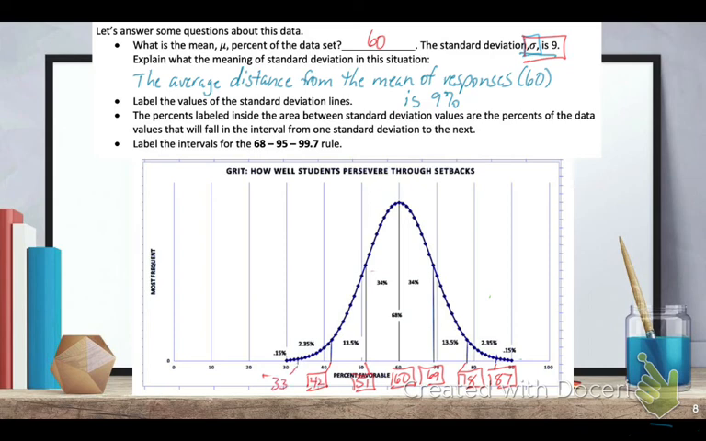and 33. The percents labeled inside the area between standard deviation values are the percents of the data values that will fall within that interval. So they are 34 and 34. And then from 1 to 2, 13.5 and 13.5. And then from 2 to 3, 2.35. And then from 3 and above, 0.15.